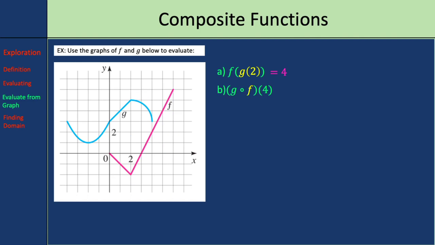G composed with f at 4. So by definition, this is g of f of 4. Now I do f of 4. I go to 4 and I look to f, and f gives me the value of 2. And I take that 2 and I go to the outside function, which is g. And I go to g and it goes up there, which gives me 5.